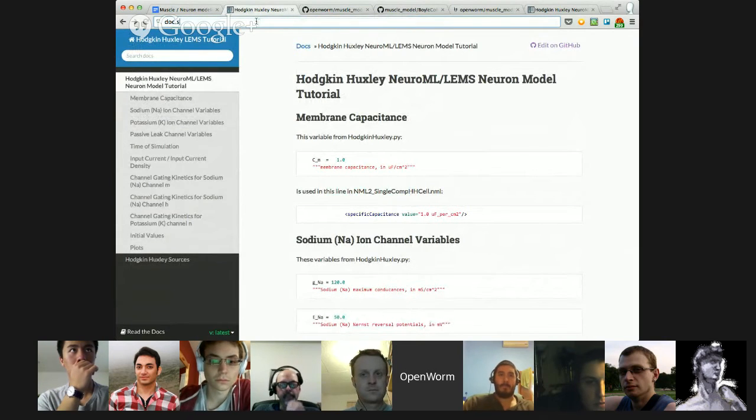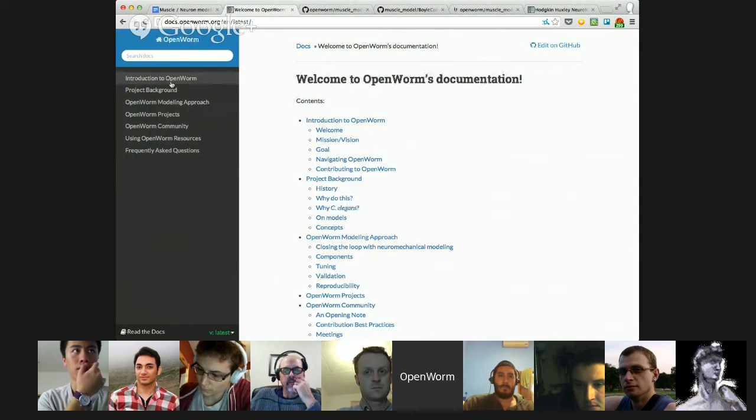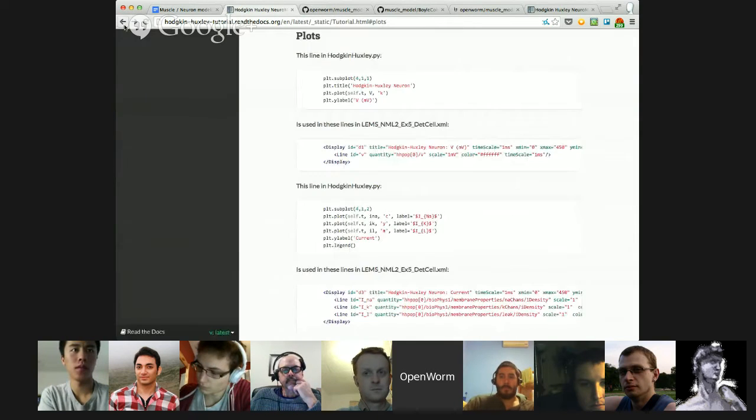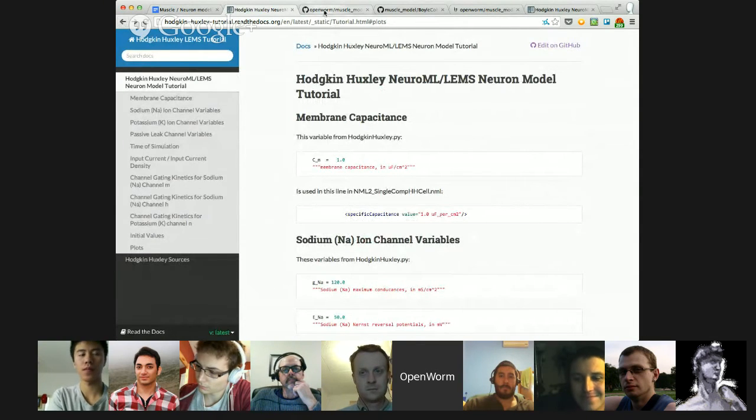OpenWorm itself has its docs using the same setup. In fact, what I'll probably do is find a way to link directly to this Hodgkin-Huxley tutorial from here, or even integrate it under the subdomain. I don't know. There are a few different ways to do this across repos, but anyway, this is quite nice. Okay, unless there are any questions about any of that.